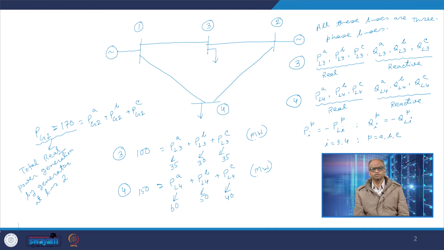Please note all these buses are three-phase buses, and let's say that bus 1 has got a generator, bus 2 also has got a generator, G1, G2, and bus 3 and bus 4 have got loads. We said that the individual phases of bus 3 and bus 4 have got loads and we know their values.